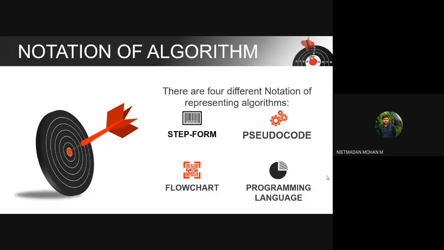Likewise, the pseudocode has some keywords. So pseudocode is the next step of an algorithm that we write nearly like a programming language, and there are a lot of keywords available in a pseudocode that we will discuss in the upcoming slides. And the next thing is the flowchart.